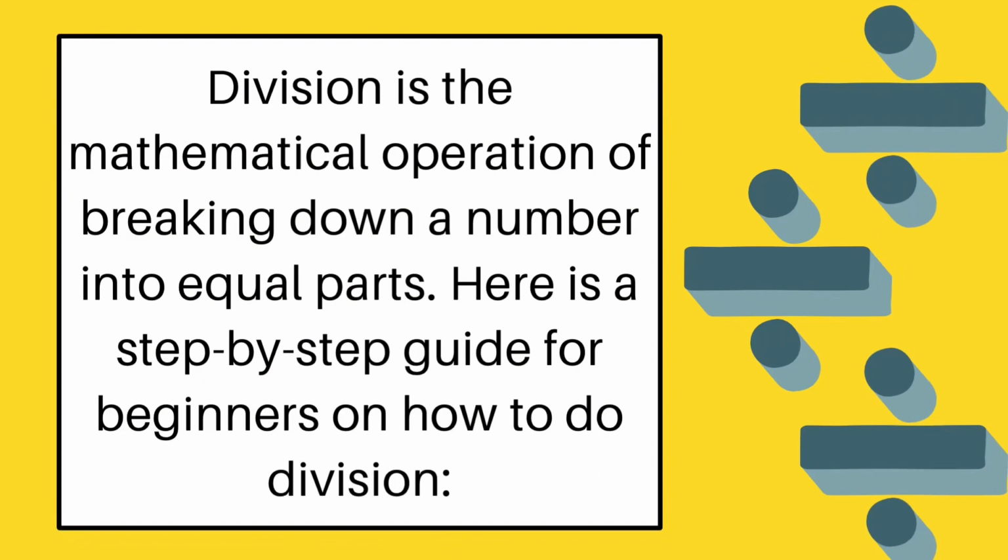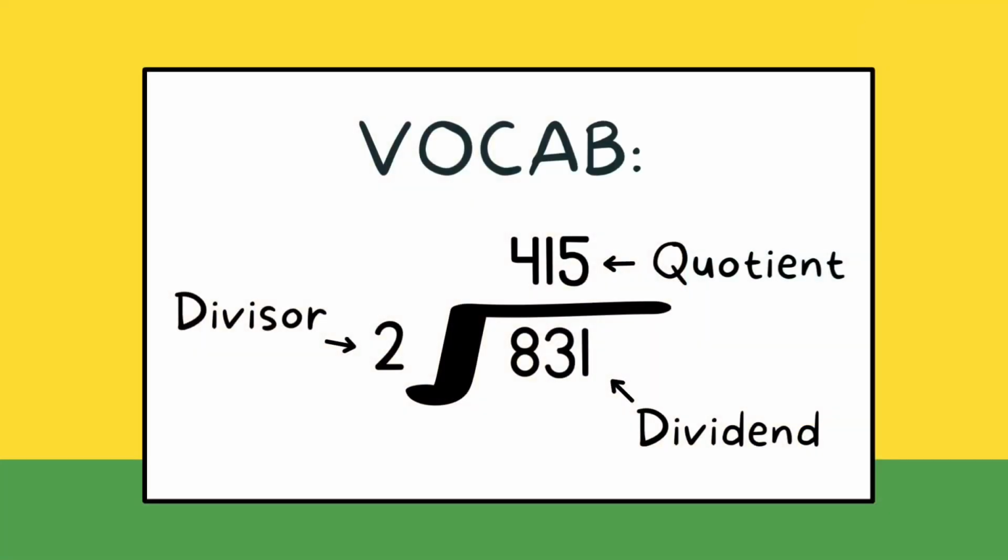Division is the mathematical operation of breaking down a number into equal parts. Here is a step-by-step guide for beginners on how to do division. Write down the division problem. Write the dividend, the number being divided, on the inside of the long division symbol, and write the divisor, the number you are dividing by, on the outside.